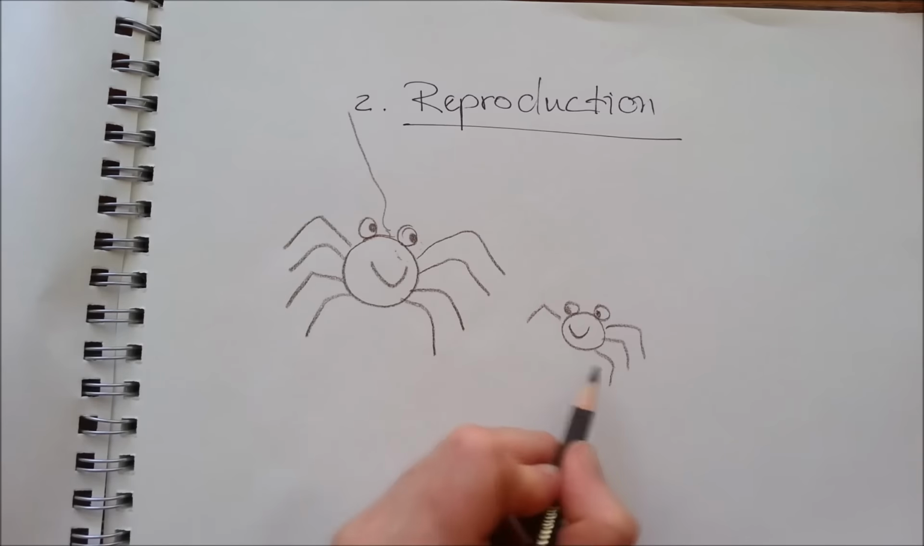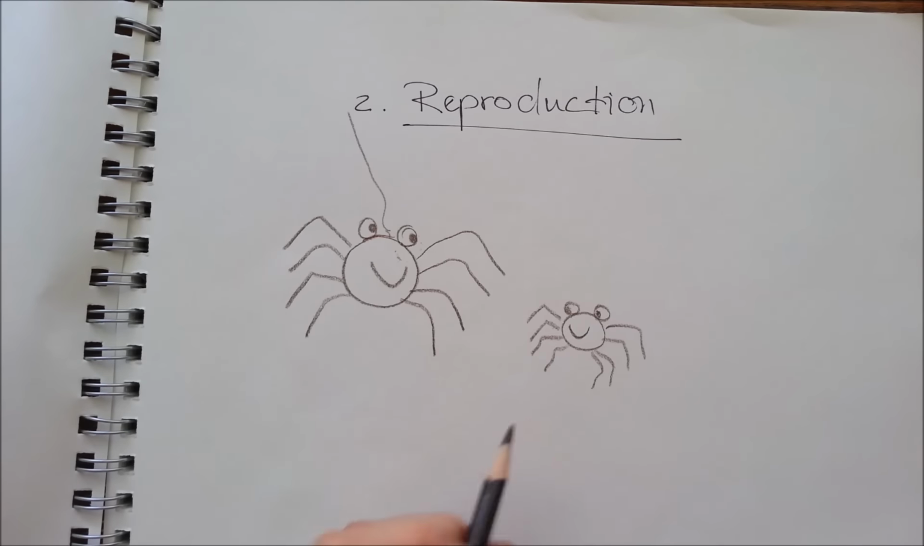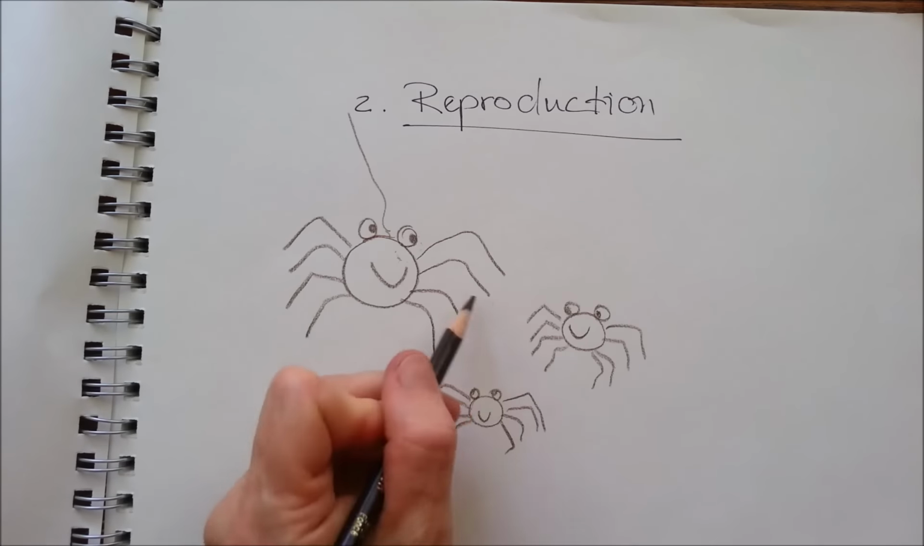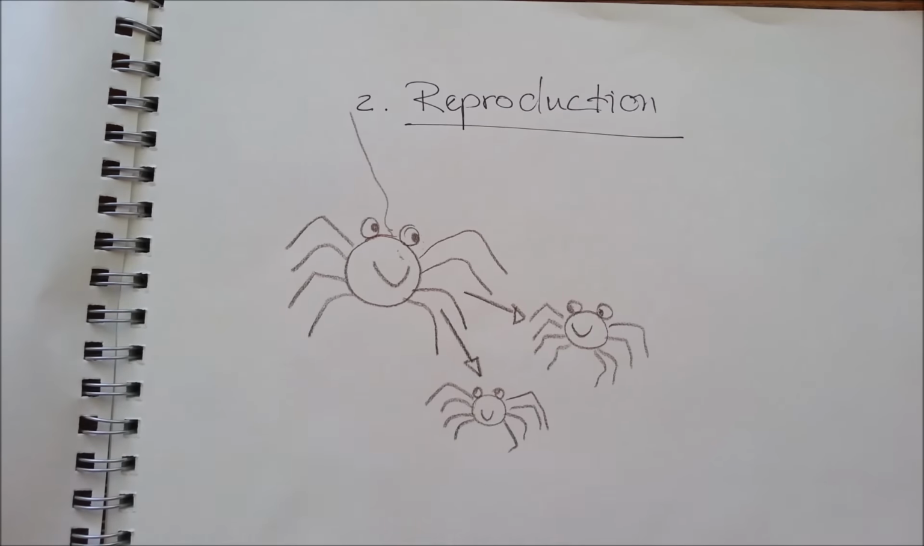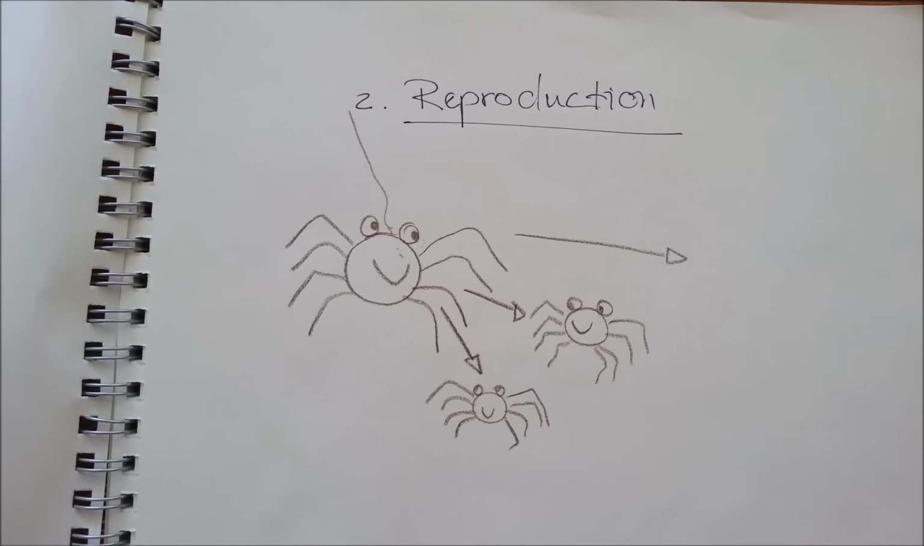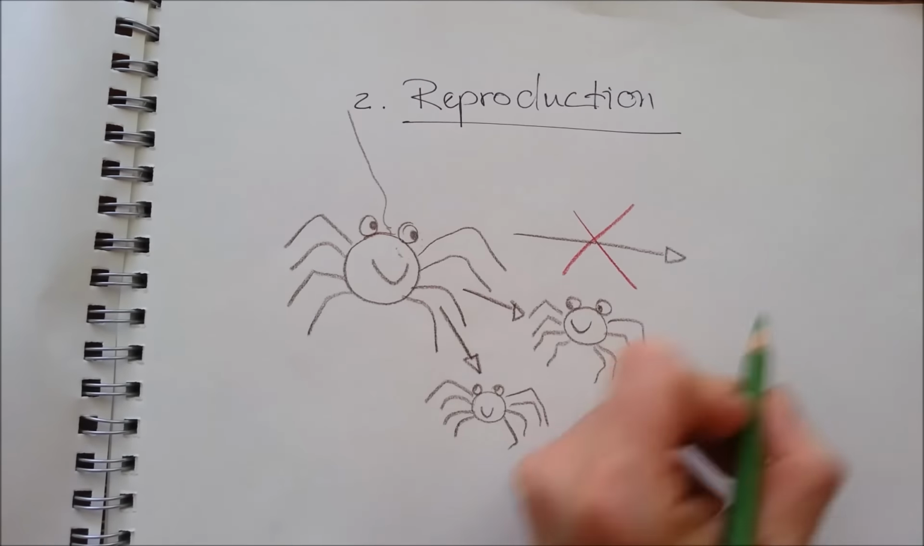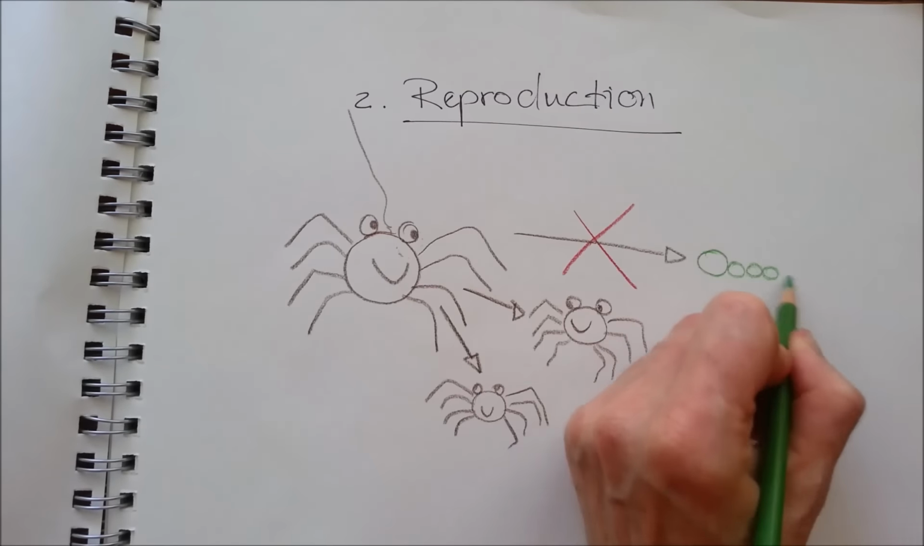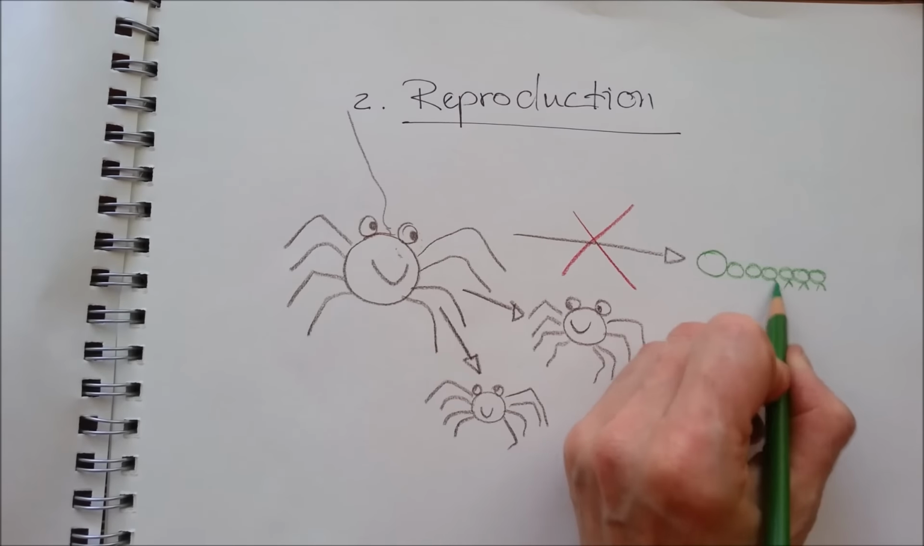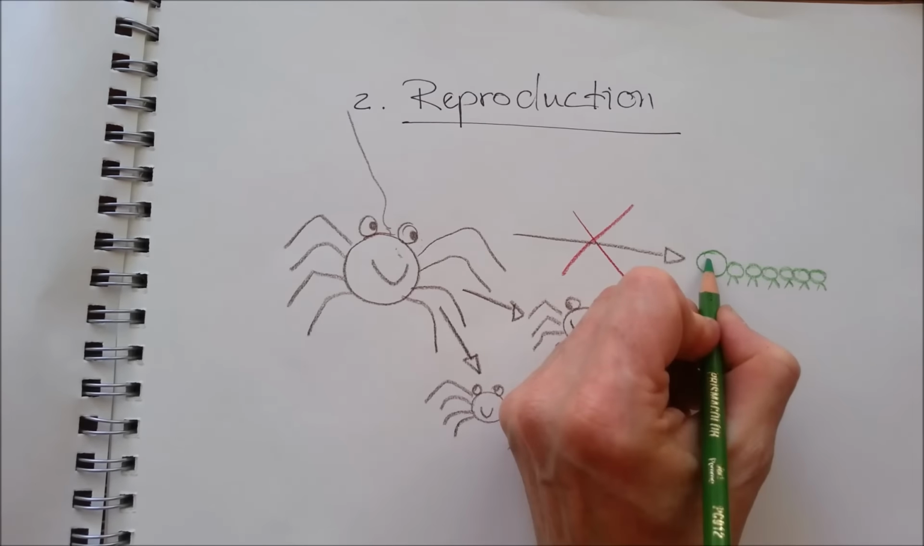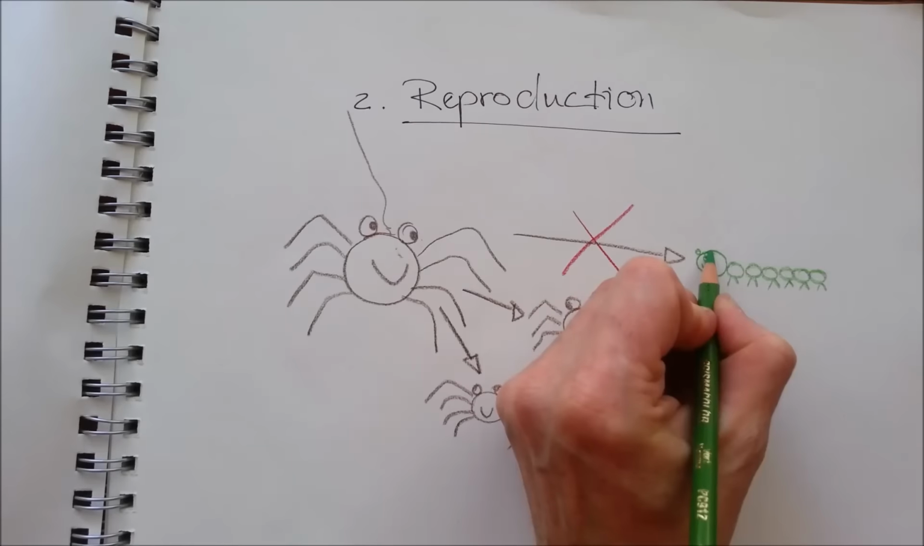So this is the mama spider, who lays eggs and will reproduce baby spiders. Every organism reproduces its own kind. It will not reproduce a different organism, for example, a caterpillar, just spiders. Spiders will reproduce spiders.